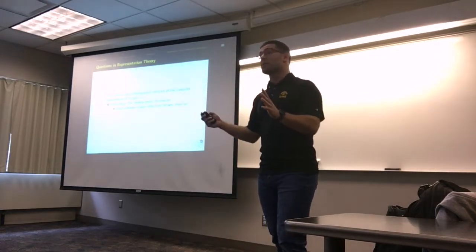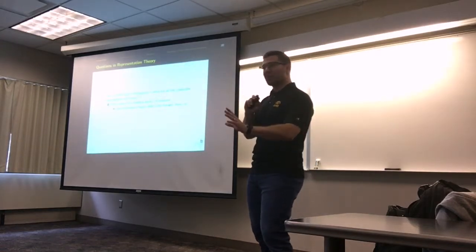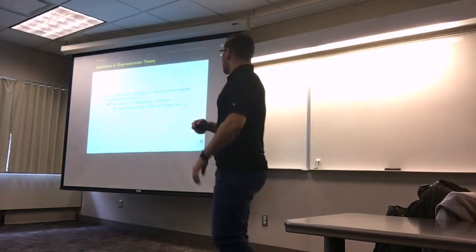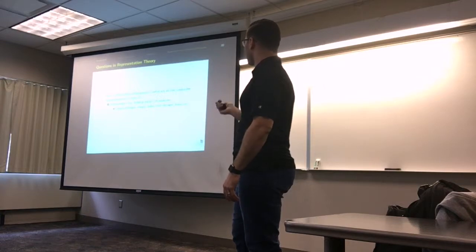Are there finitely many irreducible representations? Are there infinitely many? And if I change the characteristic of my field, how does that change if I leave the group fixed? So that's what we want to know. We fix a group G and fix a field K. What are the irreducible representations?